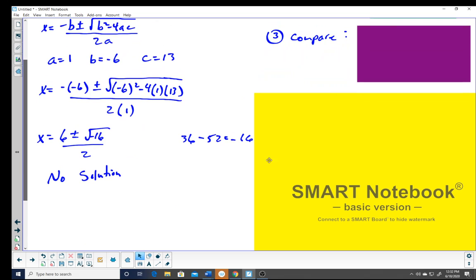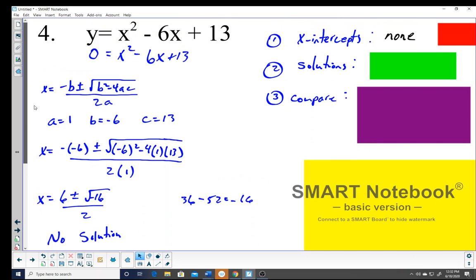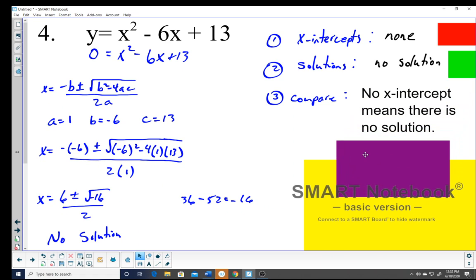Work through it. Substitute, work through it. You should end up with 6 plus or minus square root of negative 16 over 2. What do you notice about the b squared minus 4ac? Your discriminant is negative 16. Since your discriminant is negative, you can't take the square root of a negative number. What does that mean? There are no solutions to this quadratic equation. So, no solutions. What do we notice? No x-intercepts means no solution.